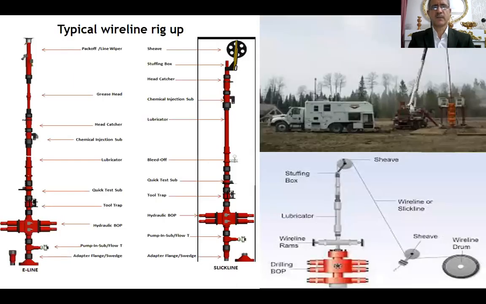This is the standard rig up, typical for braided line, and this is for slick line, with stuffing box, and this is for E-line and braided line. This is for braided line and electric line, grease injection head. And we have a lubricator, flow tubes here, a stuffing box, line wiper, chemical injection sub, tool catcher, tool trap. You see the tool trap, this one, quick test sub, lubricator sections.